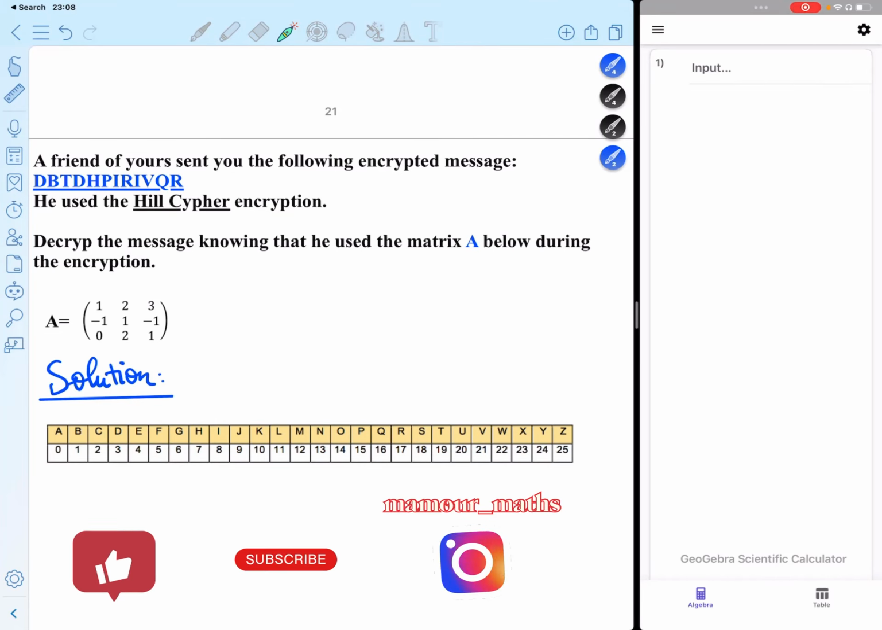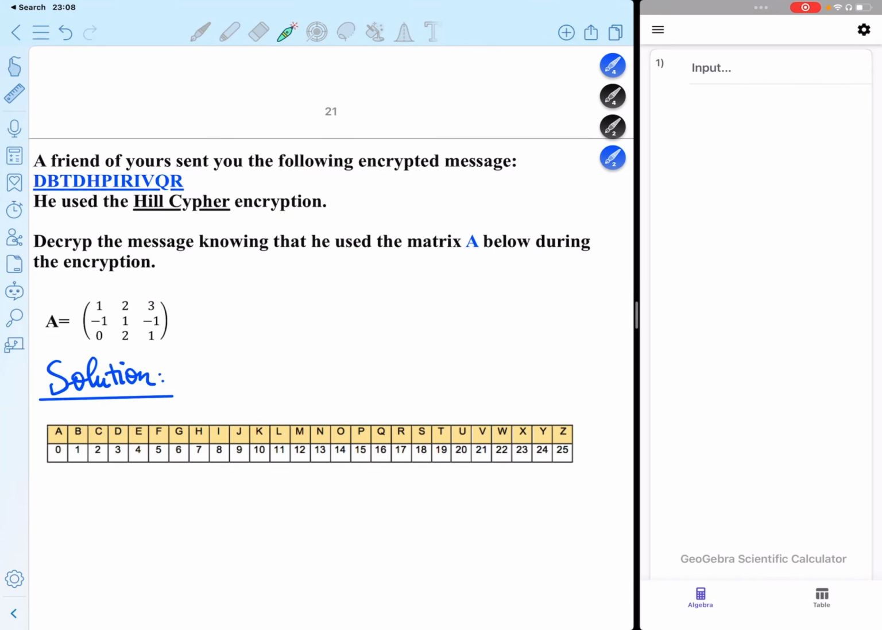Hi everyone. So in today's video we're gonna talk about cryptography, and we have this exercise where a friend of mine sent me this message, and obviously you can see this message is not readable, so it has been encrypted, and my friend used the cipher encryption to encrypt this message.